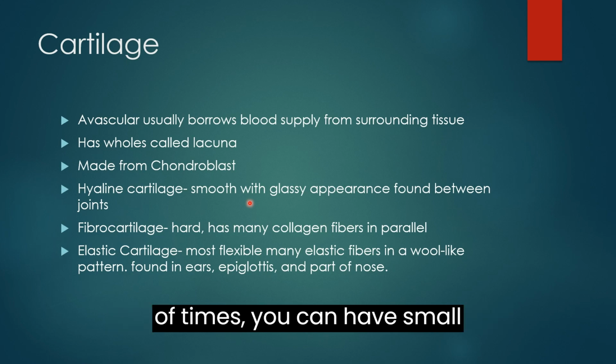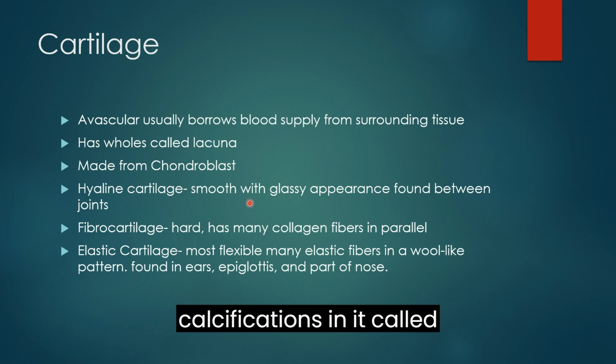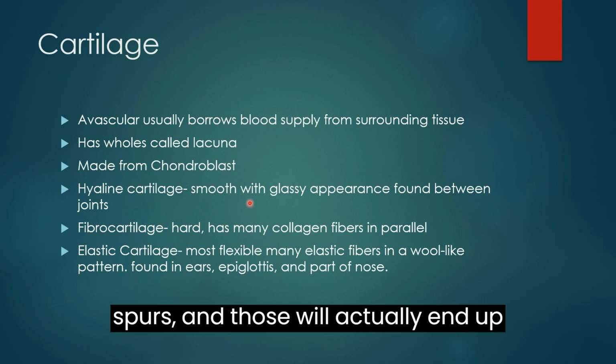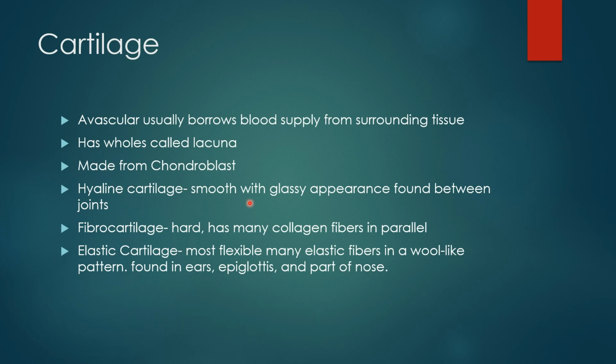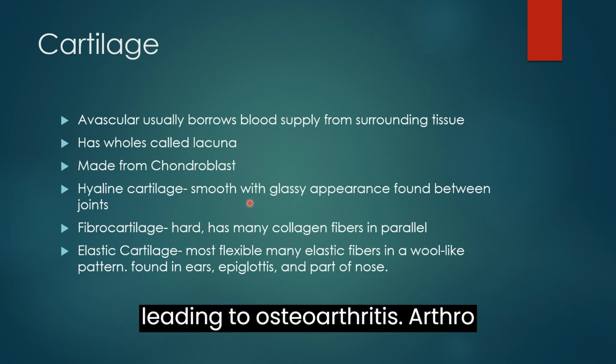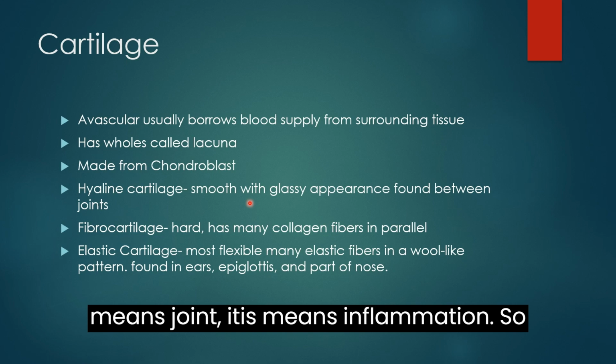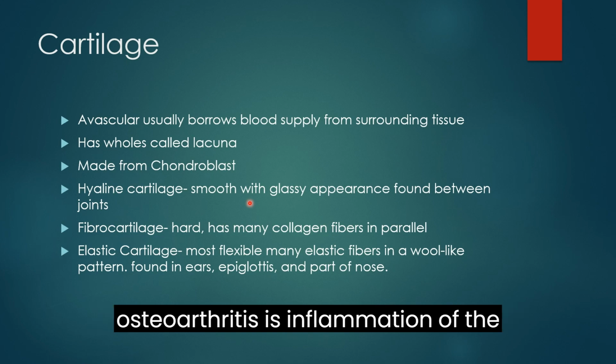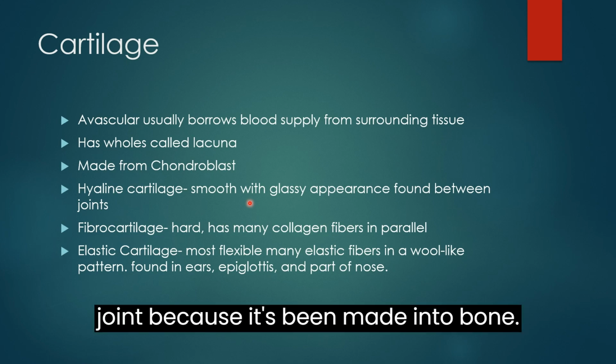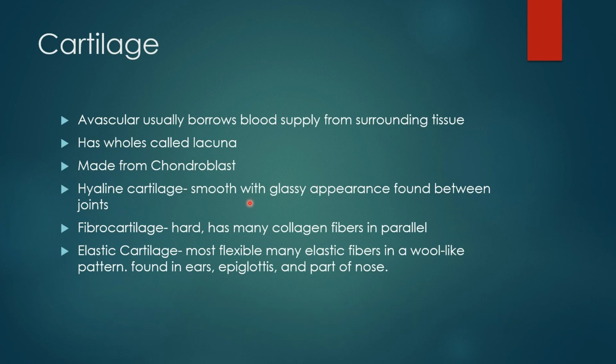And if this cartilage is damaged, a lot of times you can have small calcifications in it called spurs, and those will actually end up leading to osteoarthritis. Arthro means joint, itis means inflammation. So osteoarthritis is inflammation of the joint because it's been made into bone.